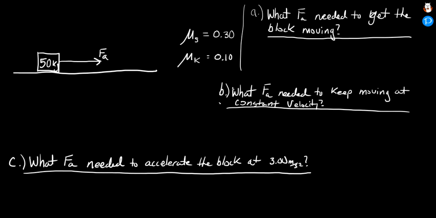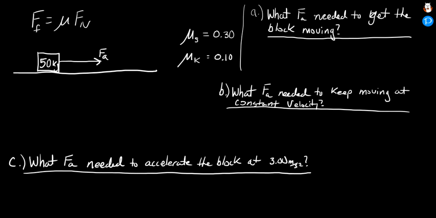So we've got three questions here. Part A is what force applied would we need to get the block just moving? So it's starting from rest. What force do we need to apply to at least get it moving? So we're going to get back our equation here. Force of friction is going to be equal to mu times the normal force. So pretty simple for this first part.